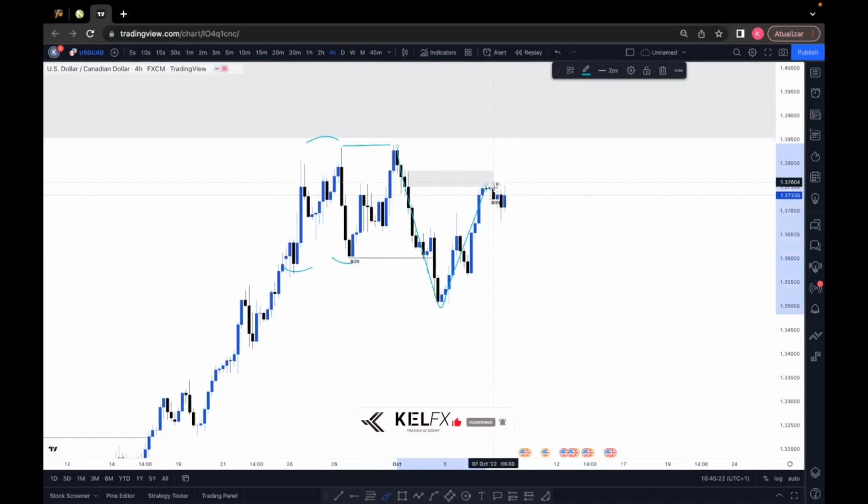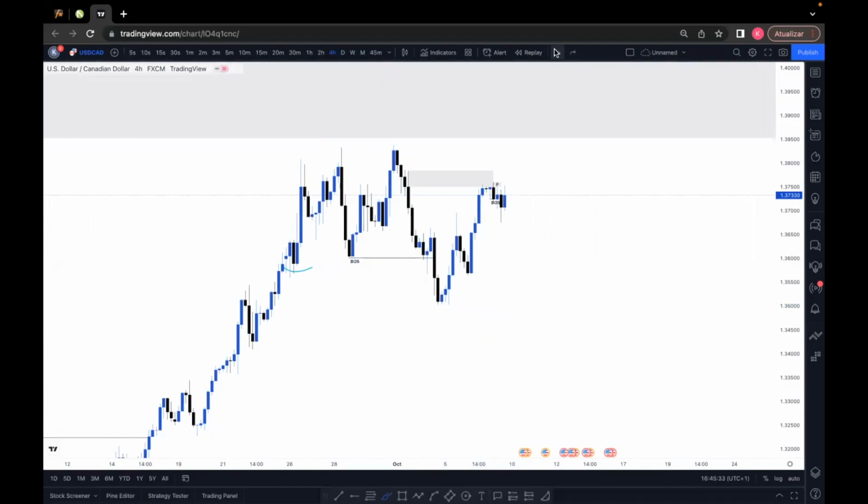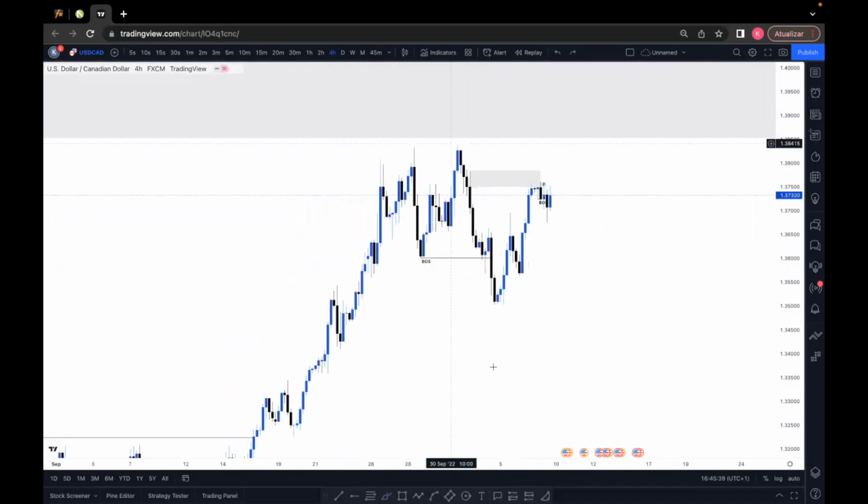And probably there is a possibility that we can see price taking out the previous low, right? But this is just a change of character. As I always say, change of character is never a confirmation of trend shift. It's just the first sign of reversal. It's price giving that sign that, okay, there is a possibility that we will transition from bullish to bearish, right?